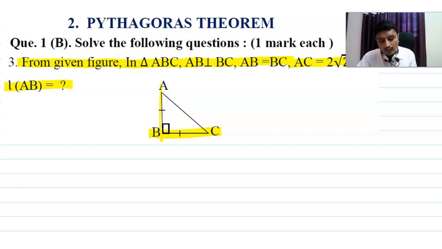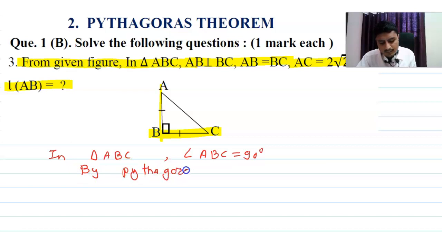Now, in triangle ABC, we have angle ABC equals 90 degrees. That means the given triangle is a right angle triangle, so it should satisfy the Pythagoras theorem. By the Pythagoras theorem, we have hypotenuse AC, so AC square equals AB square plus BC square.